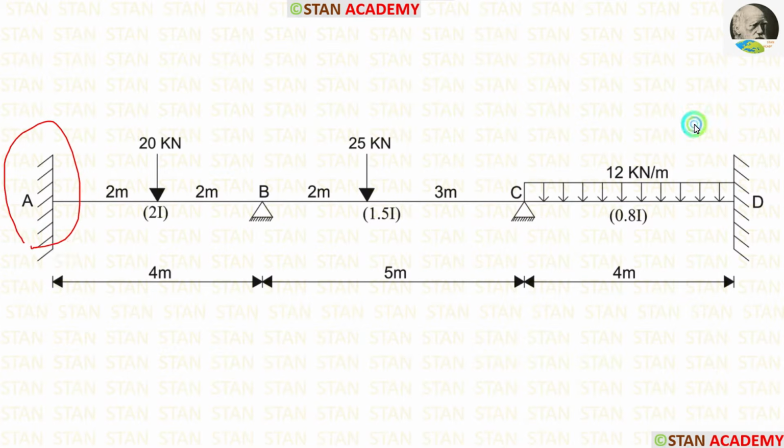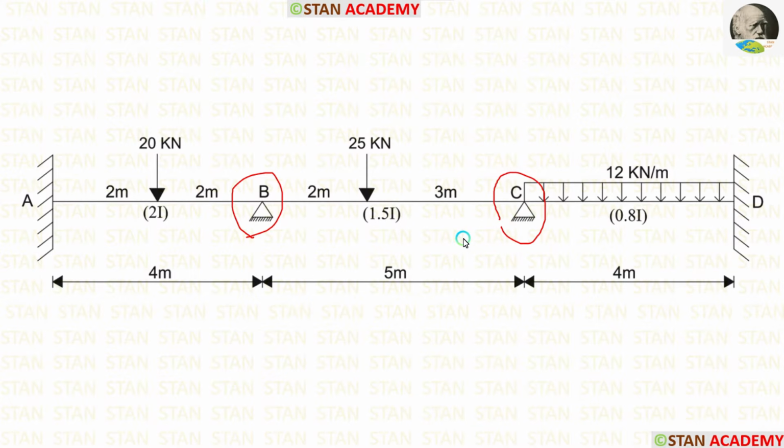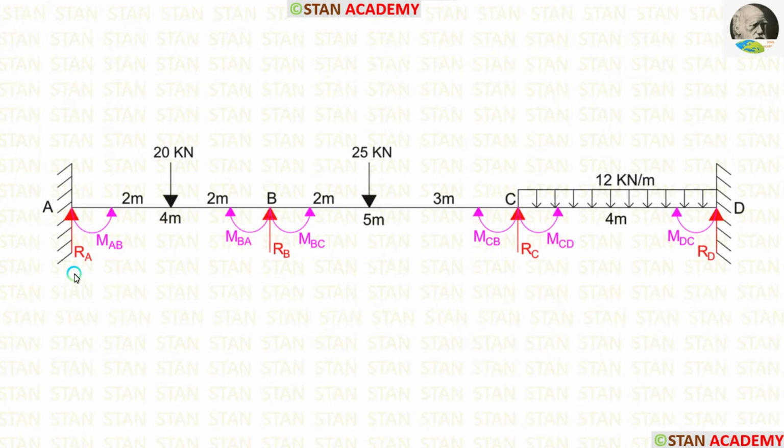At point A and point D, there are fixed supports. At point B and point C, there are hinged supports. The moment of inertia for the span AB is 2I. For the span BC, it is 1.5I. For the span CD, it is 0.8I. Span AB is 4 meter long, span BC is 5 meter long, and the span CD is 4 meter long.